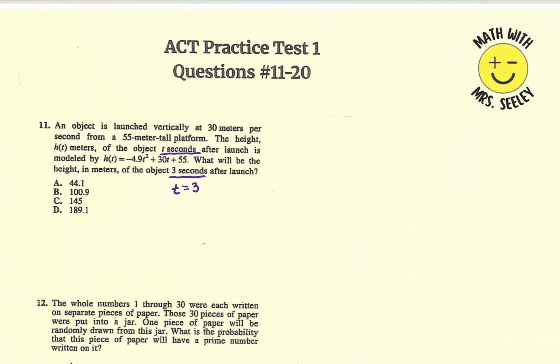And you're simply going to take 3 for t and plug it back into that original problem where the t is. Just go to your calculator and say negative 4.9 and put some parentheses, quantity squared, and that's especially important if that were a negative, plus 30 times 3 plus 55, quick calculator, and you get answer B.